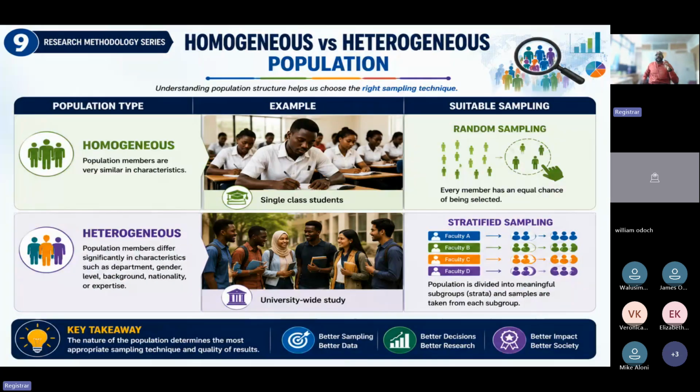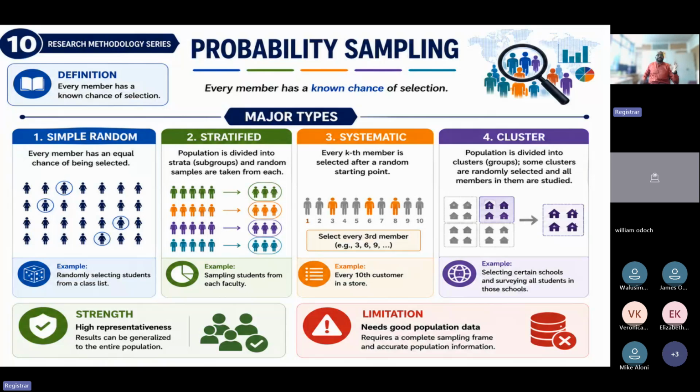Now, what is a probability sampling? In probability sampling, every member of the population has a known chance of being a sample. That's every member. So what does it mean? This reflects the miniature of the real population. When every member has an opportunity to become part of the sample under study, then that is really the miniature of the population under study.